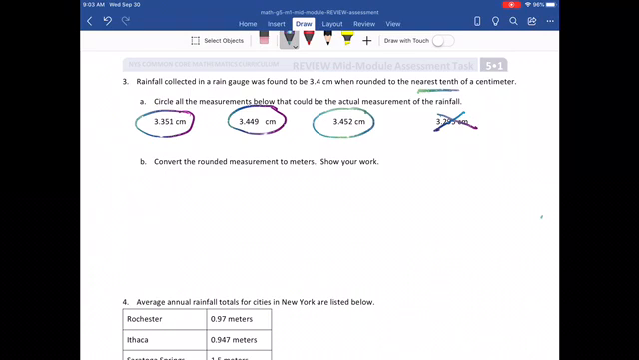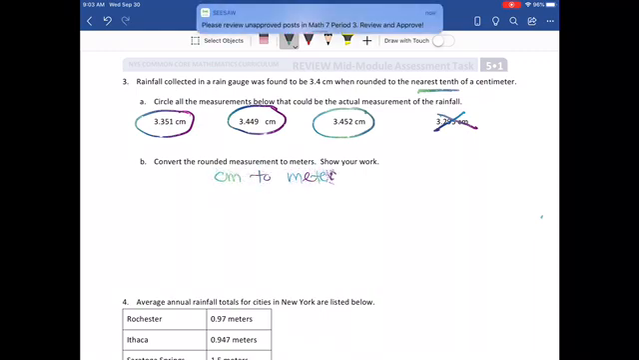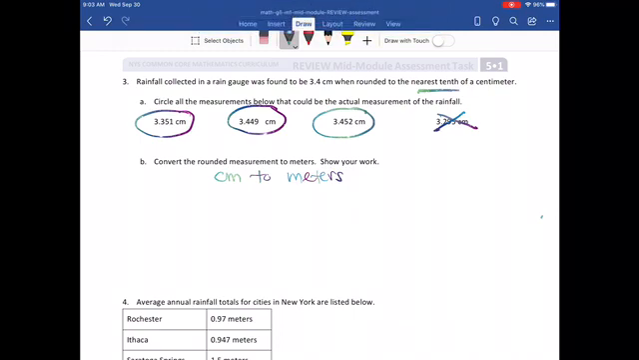So letter B says to convert the rounded measurements to meters. Remember when I convert centimeters to meters, there are 100 centimeters in every meter. So I have to think, how many groups of 100 do I have in these centimeters? So I always divide by 100 when I convert centimeters to meters.